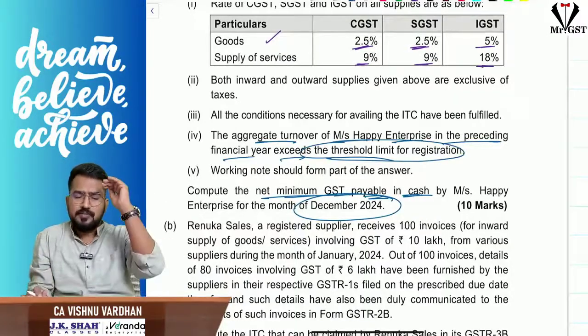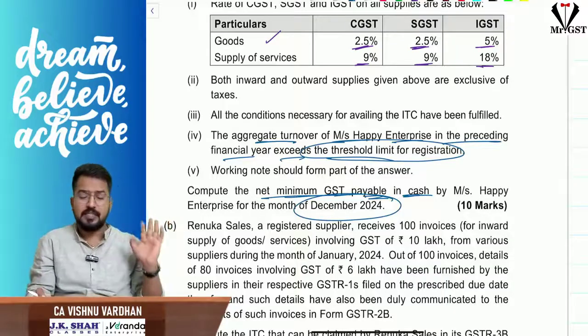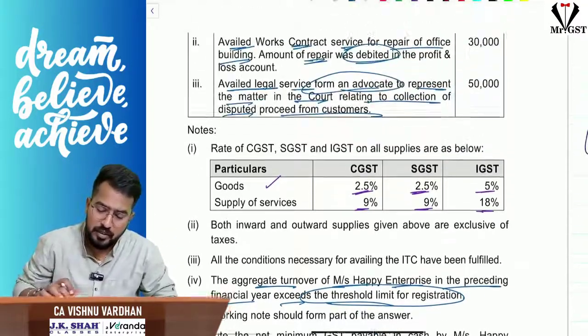That means for legal services, these people cannot claim any exemptions. It is taxable and taxable under RCM. Okay, so 50,000.